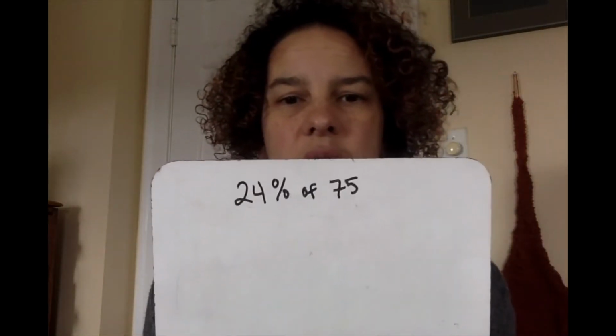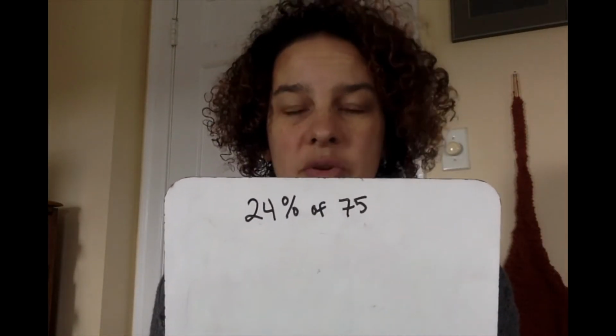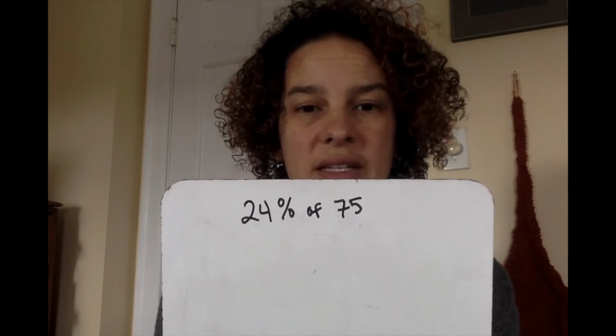So today I'm going to show you how to use a percent bar graph. So let's say we wanted to find 24% of 75. The way that we learned to do this before was to remember that 24% is like 24 out of 100. 24% of is times 75.